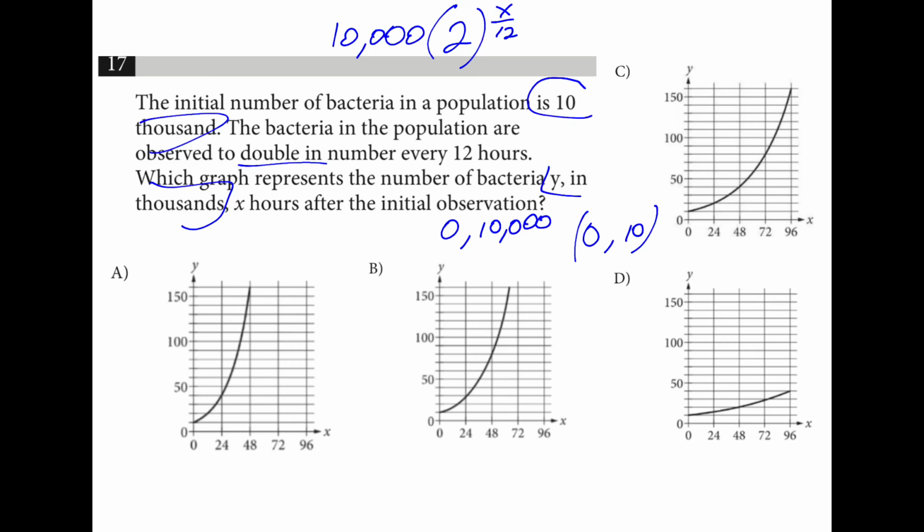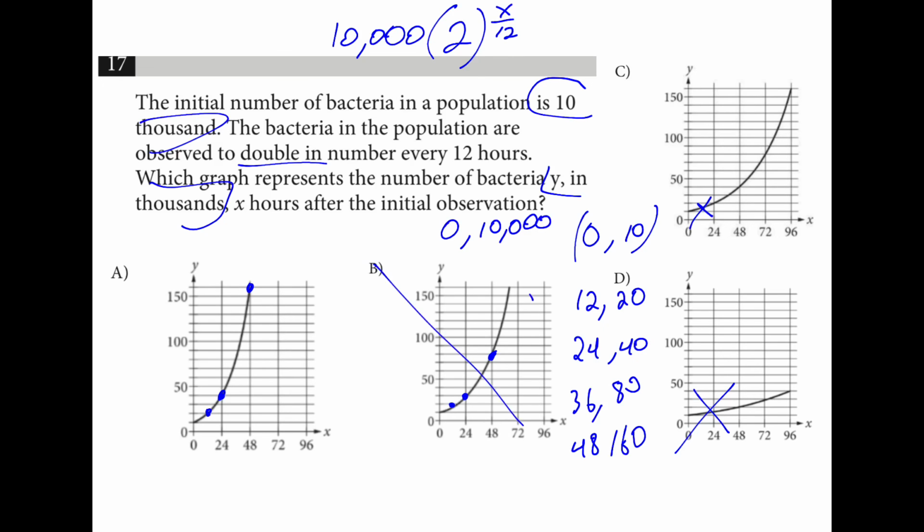And it's going to take 12 hours to double. So the next one will be (12, 20). Then it'll be (24, 40). A couple of these have (12, 20), or at least it's pretty close. A couple of these don't have it. If I look for (24, 40), this one has it. This one has it. So let's go a couple more points. 48 should be 160, which is right here. This one has 48 much lower, so A is the right answer.